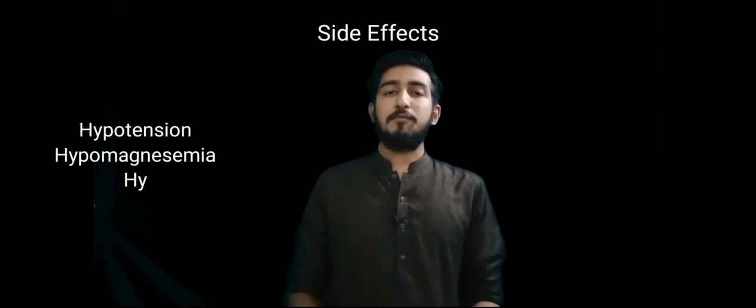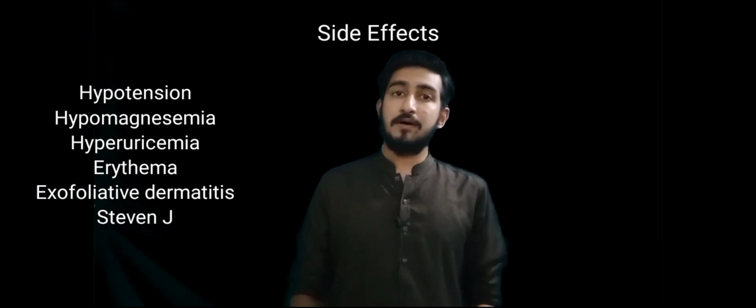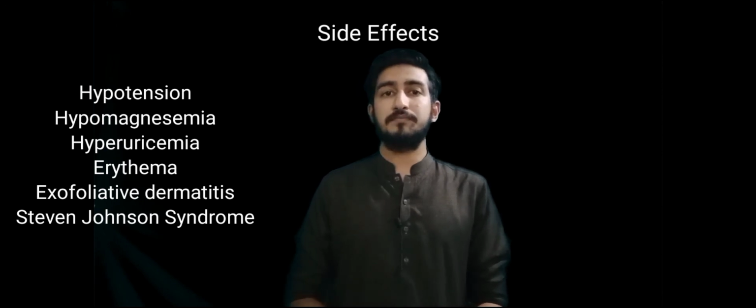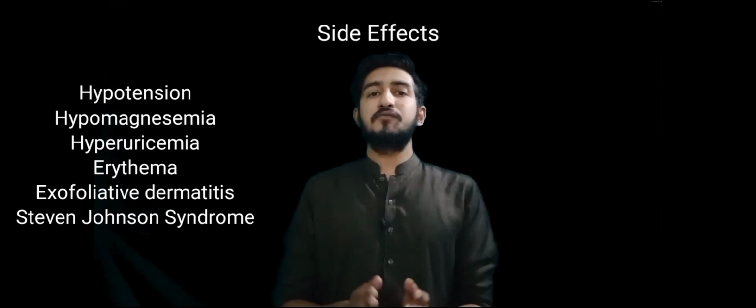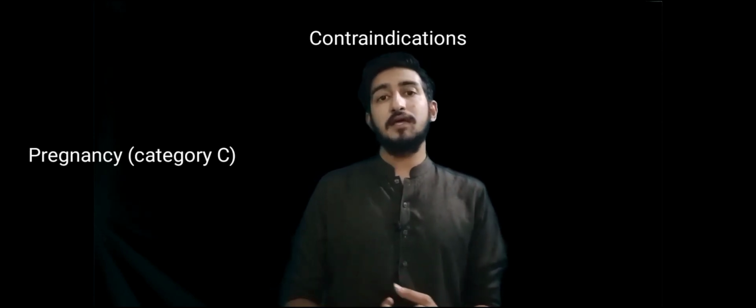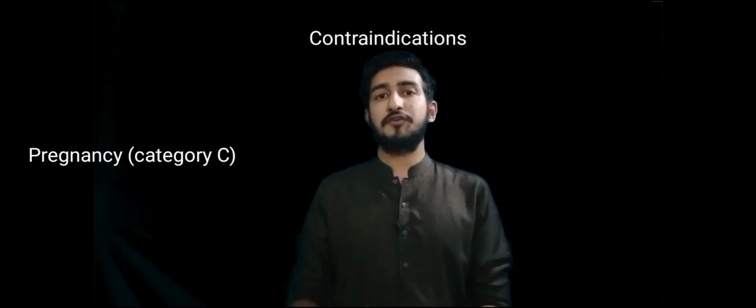Now come the side effects of thiazide diuretics. Well, they include hypotension, hypomagnesemia, hyperuricemia, arrhythmia, exfoliative dermatitis, and Stevens-Johnson syndrome. At the end, we have to see the contraindications. Well, there are two contraindications. Number one is pregnancy, and of category C, there is the contraindication.